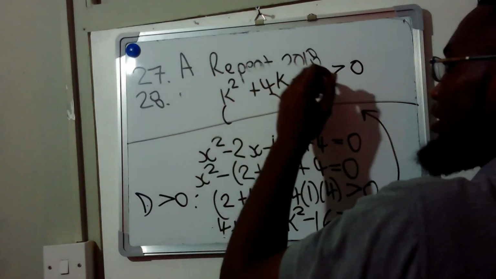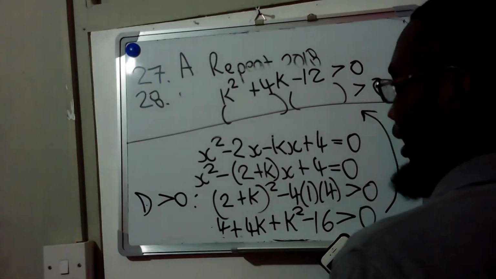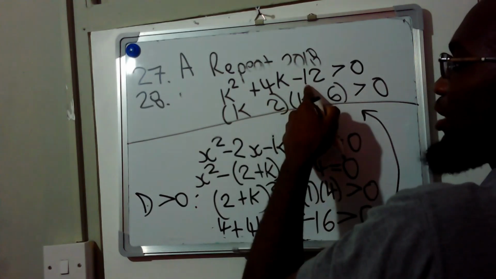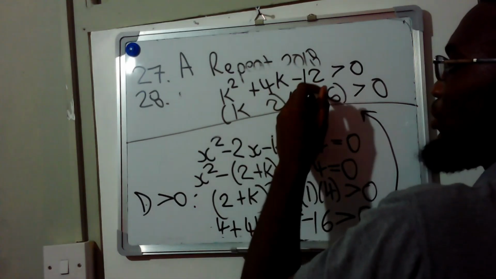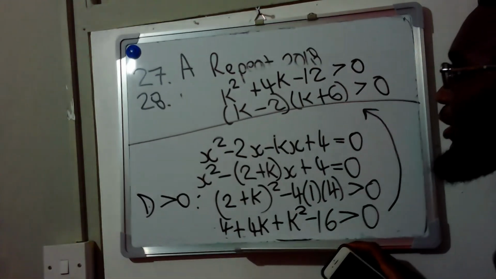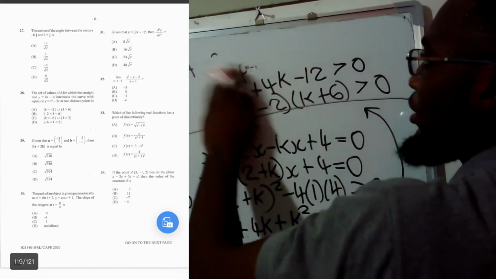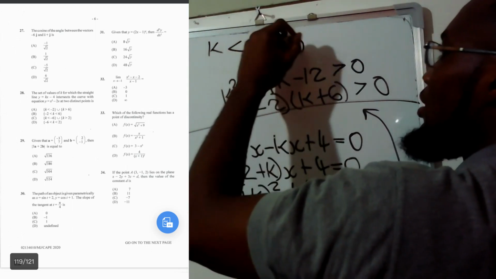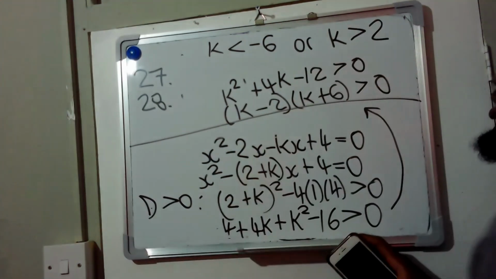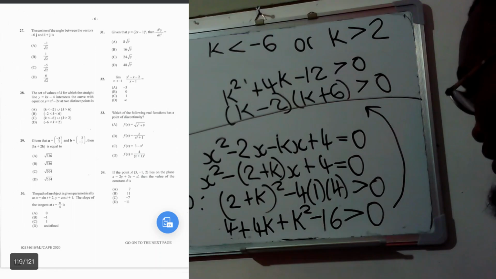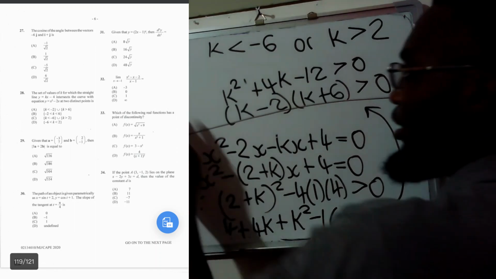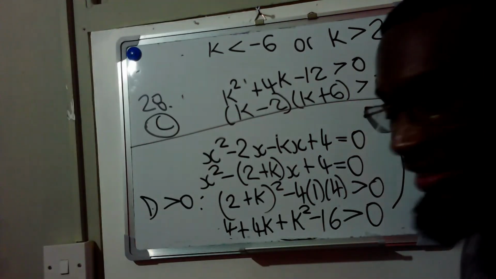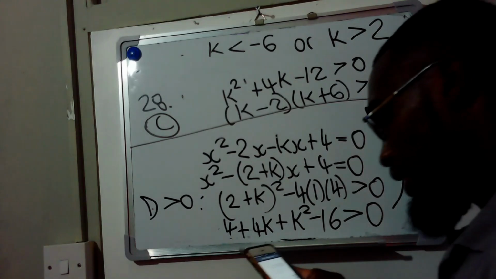We can factorize it. This looks like k, this is going to be 6 and 2. Signs are different, the bigger number gets the plus. So the solution for number 28 is k is less than negative 6 or k is bigger than 2. That's the only way it will be positive. That is option C. So number 28 is option C. C as in correct. Alright?